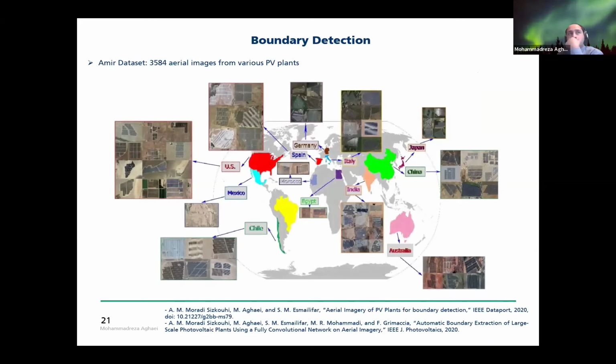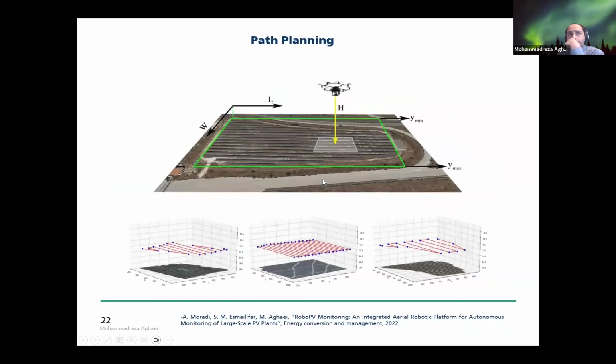We developed new data sets, and this data is available on IEEE DataPort, so feel free to access it, including the codes. This data set includes around 3,500 aerial images from different plants in order to use it for training our models. So the next unit is path planning.